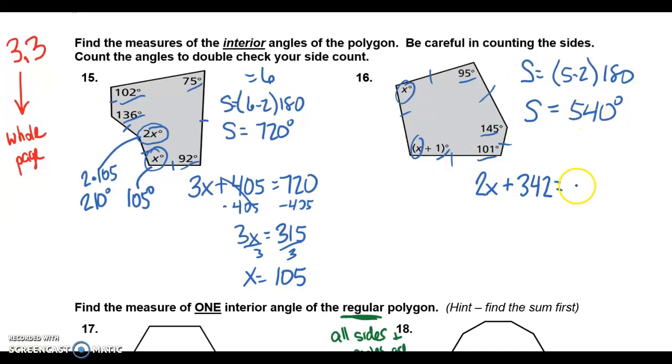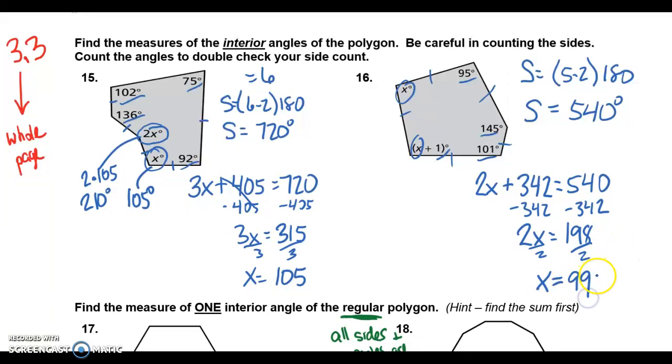All the angles together add up to 540. We subtract off the 342, subtract off 342, we get 2x equals 198. Divide by 2, divide by 2 to isolate your x. X equals 99.